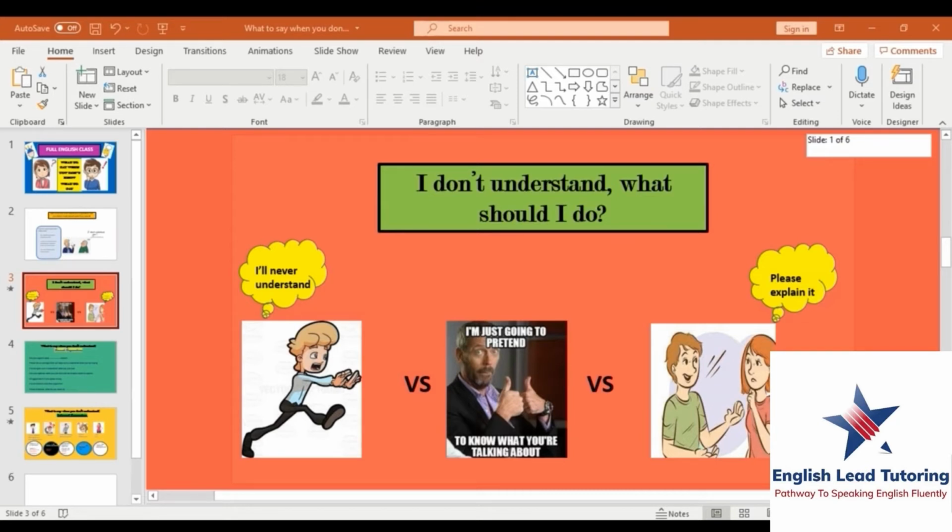Maybe you smile and say, oh yes, and you're pretending to understand when in truth and in fact, you really don't understand what the person just said, right? So that's a second option, and that's not the correct way to go about it. Good? Let's look at the third option.